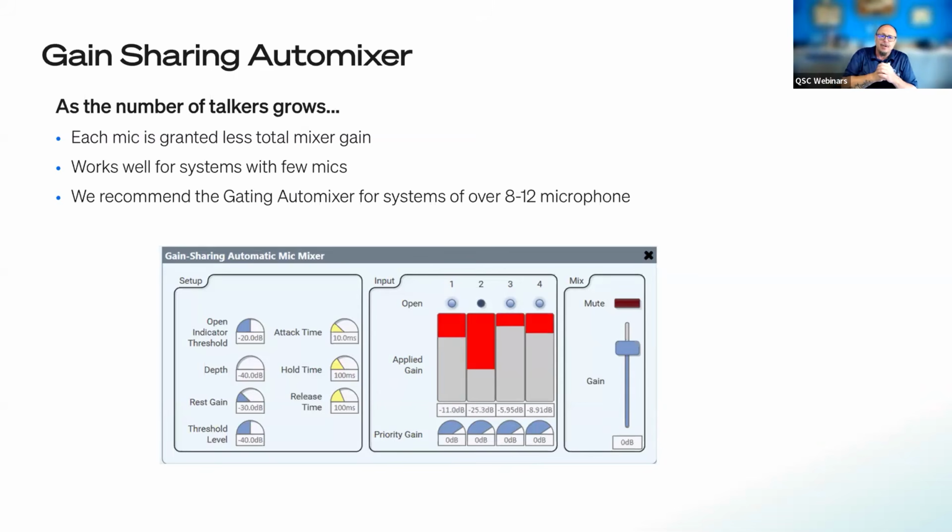We recommend that you use gain sharing mic mixers. I use them primarily only for a speaking dais or something like that. I typically never use these for conferencing, but if you are going to use them, about 8 to 12 microphones is about when this becomes not efficient, right? And that's when you would want to look at the gating mic mixer.